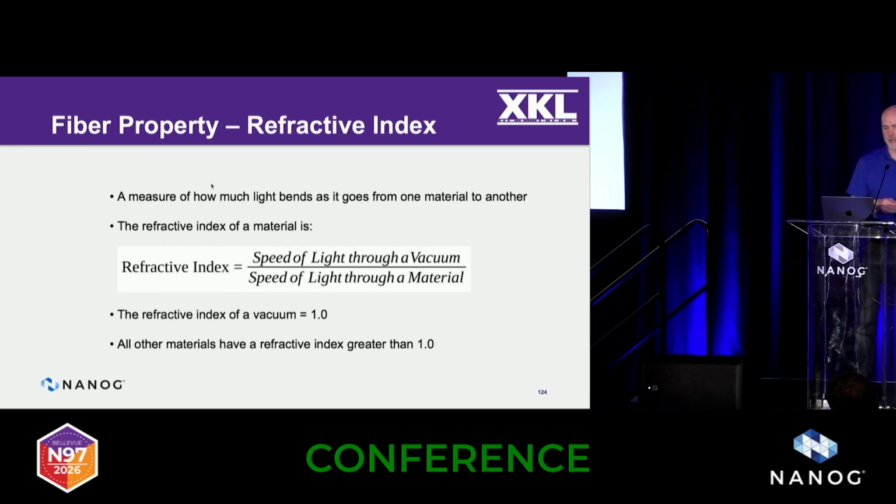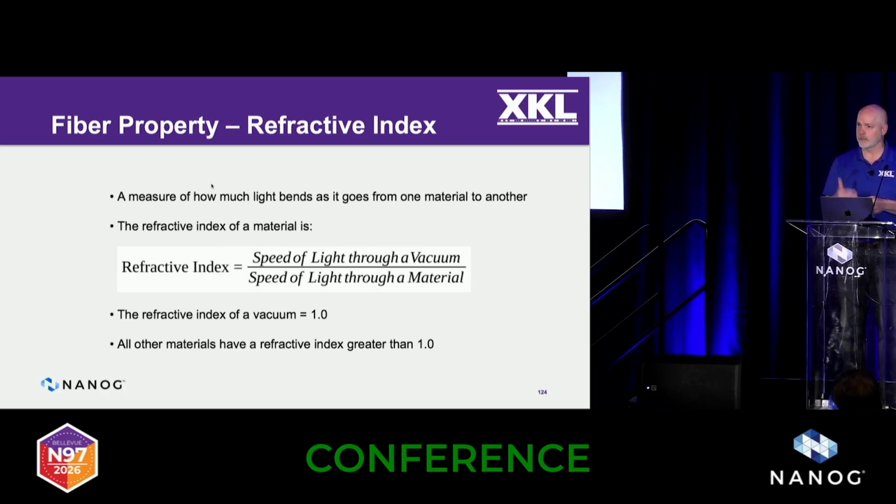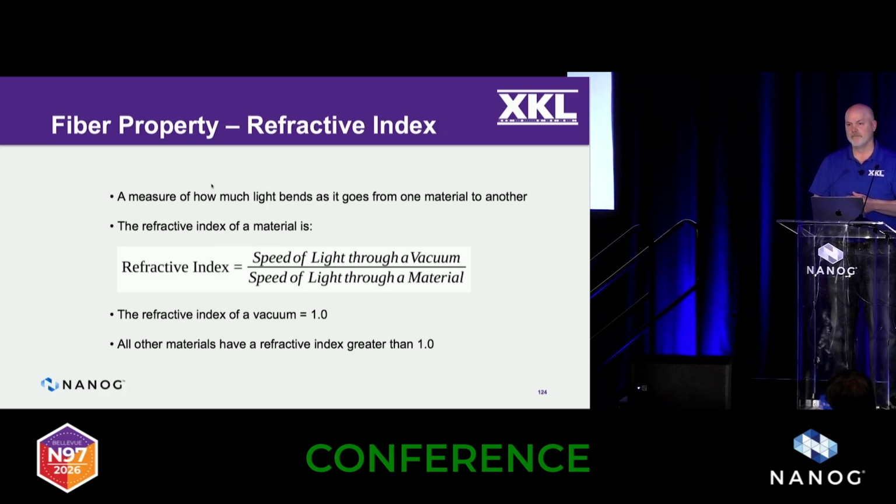Okay, so the refractive index. It's a measure of how much light bends as it goes from one material to another material. So the equation for the refractive index is the speed of light through vacuum divided by the speed of light through that material. So in this case, we're talking about glass. The speed of light through vacuum, the index of refraction, is referred to as 1. That's your base. And so everything is going to be larger, right? So the refractive index of a material, glass, water, air, whatever, is going to be larger than 1.